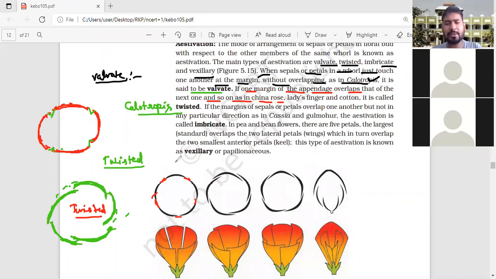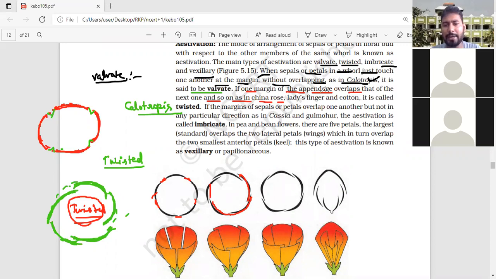Because it forms a whorl-like structure, they are not overlapping. Margin touches another one. So this is not overlapping. But here you can see it is going to overlap. Each whorl is overlapping. Each whorl, now here you can see one is inside, one is outside, outside, inside, like that. So this is the twisted type of estivation.